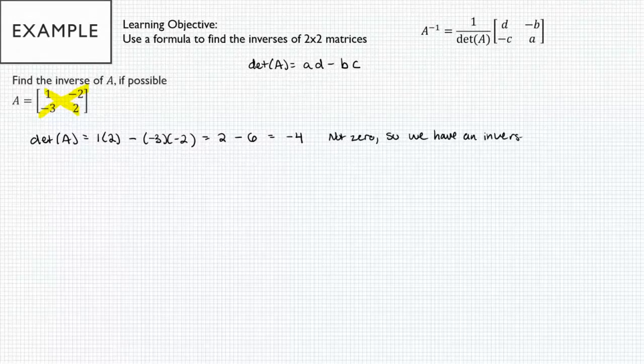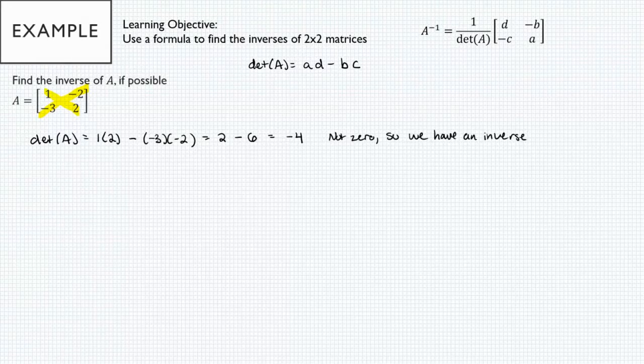So that means we can find the inverse, because that didn't come out to 0. If that came out to 0, you can see in the formula for the inverse, we would end up dividing by 0. So that's why there's an inverse as long as you're not dividing by 0, because that would cause a problem.